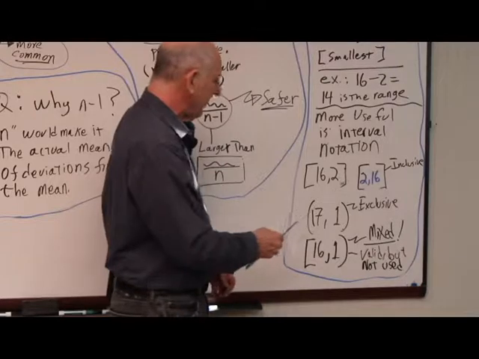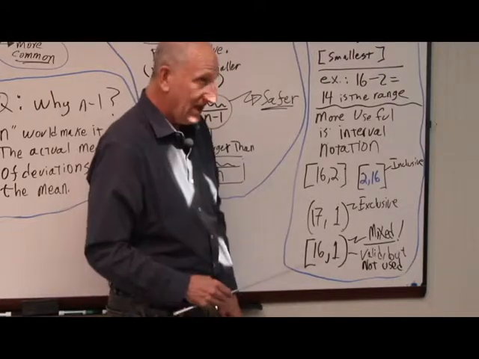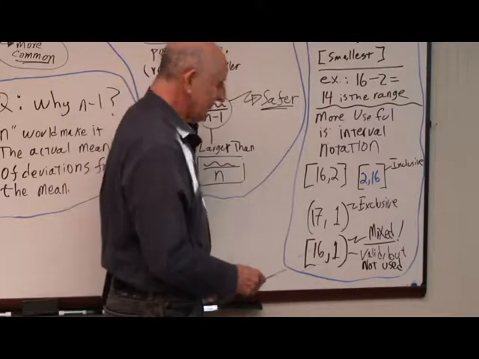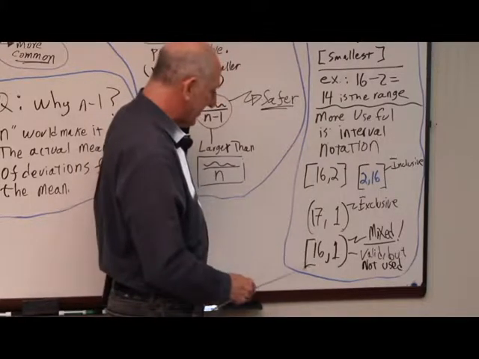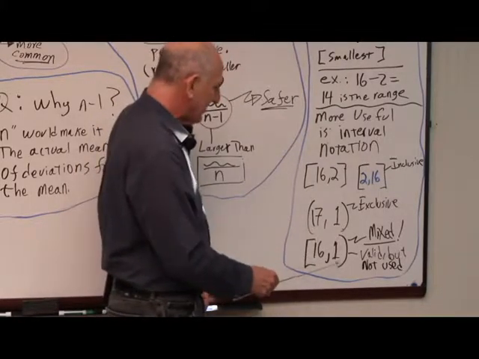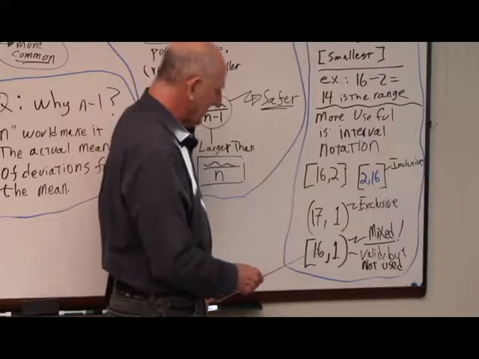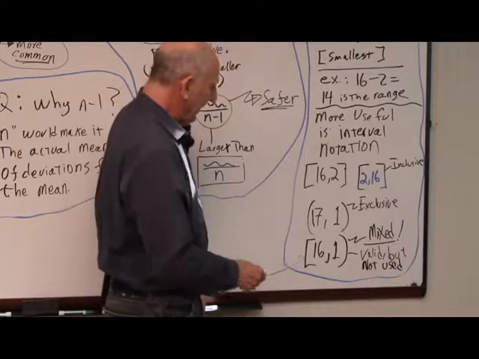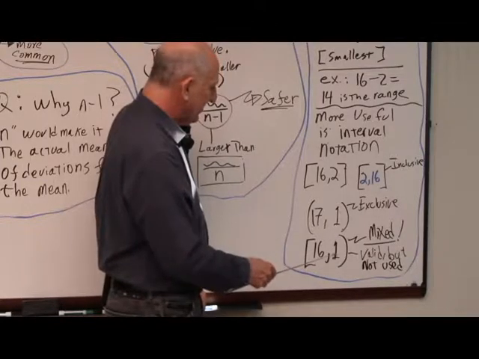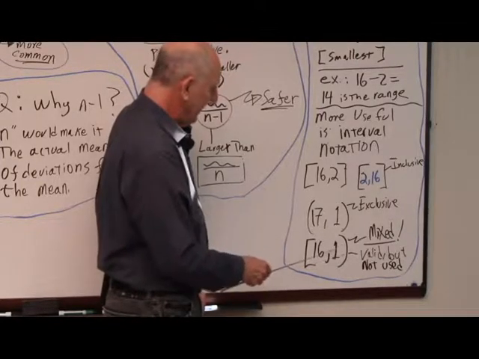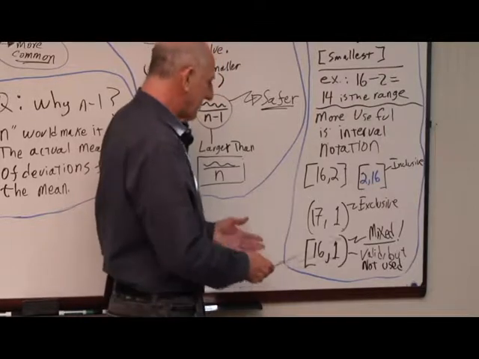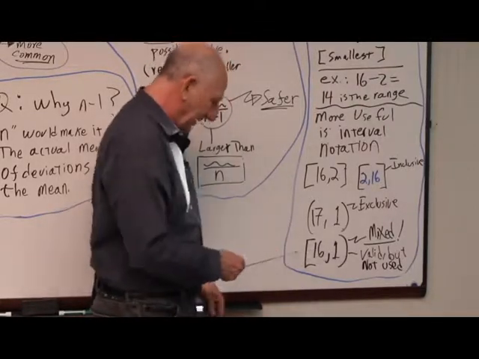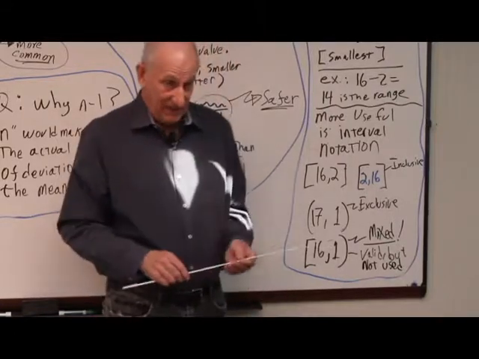Just to make it more complicated, it's valid but not widely used to do mixed notation. So you could use an inclusive square bracket and an exclusive paren, and you could say 16 comma 1, and it would be including the number 16, but it would be excluding the number 1. So this implies 2 in the set of integers, so that you would still get a range. Your range, if you calculate it, was 14. This is not used very much, but I just thought I'd mention it in passing.